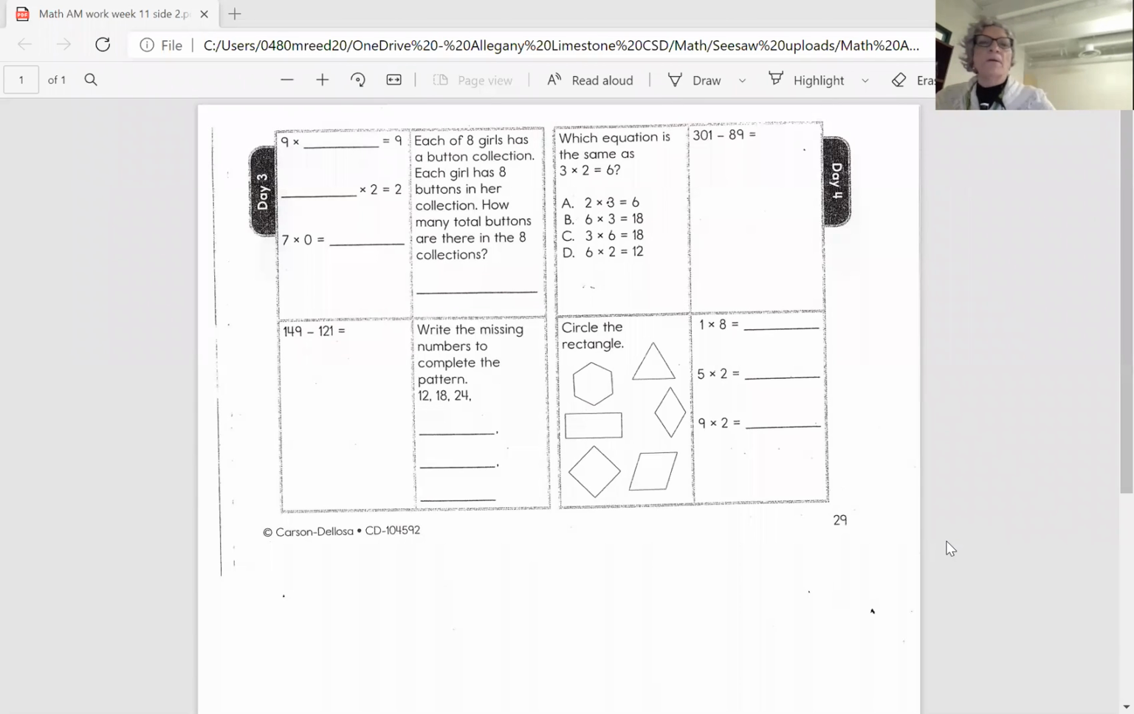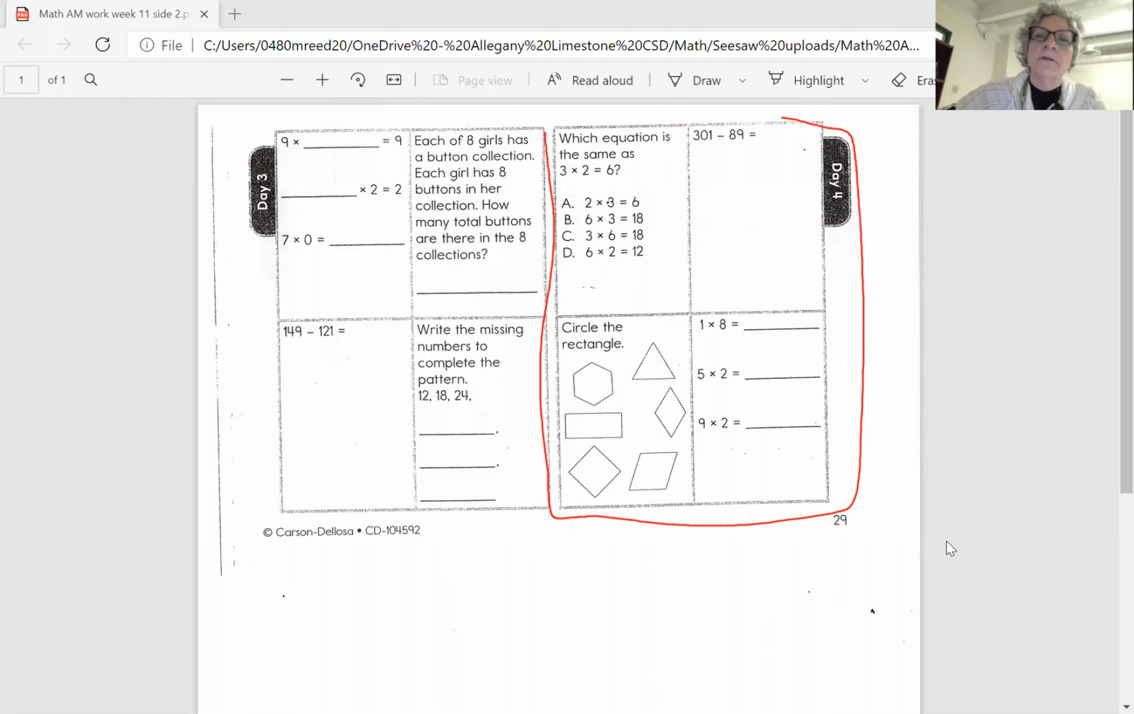So we're on day 4. And so this is day 4 right here. And the first question is a simple, which equation is the same as 3 times 2 equals 6? Well, our choices are 2 times 3 equals 6, 6 times 3 equals 18, 3 times 6 equals 18, or 6 times 2 equals 12.